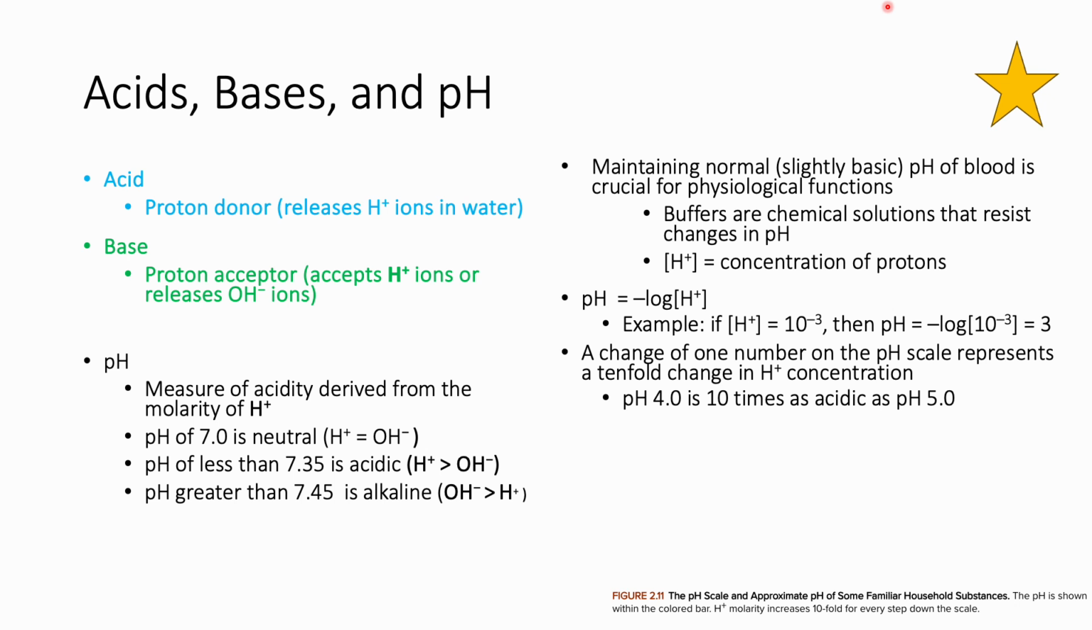So how do you calculate the pH? It's the negative log of the hydrogen ion concentration. So if your hydrogen ion concentration is 10 to the negative 3, the pH is 3. A change of 1 number on the pH scale represents a 10-fold change in hydrogen ion concentration. So a pH of 4 is 10 times as acidic as a pH of 5.